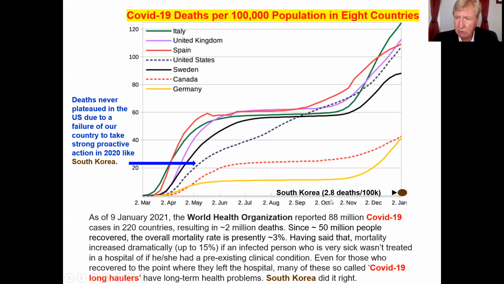Now, some countries did a really good job. So it is possible to control this virus. So you can see Germany did a much better job than Italy, United Kingdom, and even the United States. The best country was South Korea. And the same day the first case of COVID-19 was identified in South Korea was the same day in the United States.